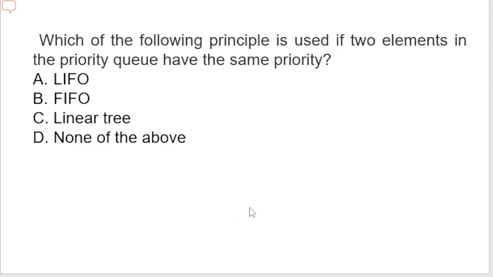Which of the following principle is used if two elements in the priority queue have the same priority? So guys, options are LIFO, FIFO, linear tree, and none of the above. So answer is FIFO, we have seen, because it is saying about the same priority. Okay, next question.